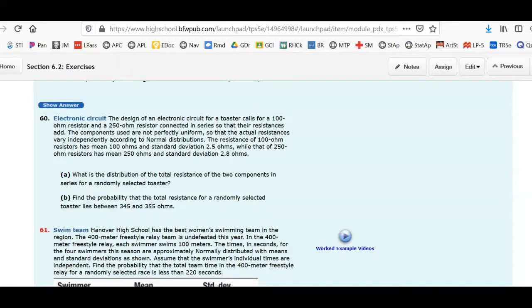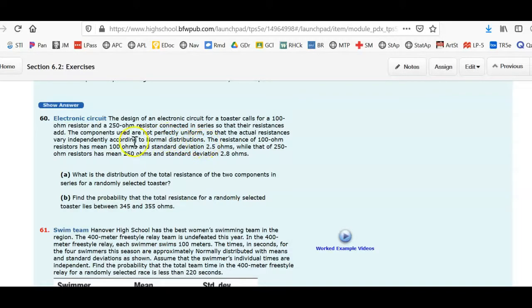So you have the design of an electronic circuit for a toaster calls for a 100 ohm resistor and a 250 ohm resistor. So the resistance of the 100 ohm resistor has a mean of 100 and a standard deviation of 2.5, not 25. And the 250 ohm has a mean of 250 and a standard deviation of 2.8. Now we want the distribution of the total resistance, and then the probability it's between 345 and 355.